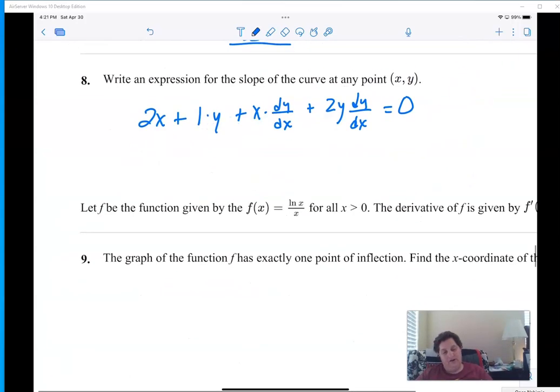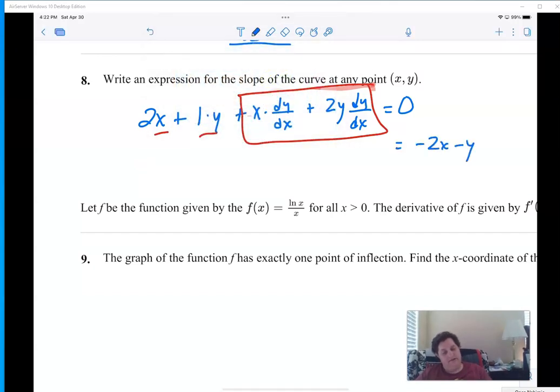Okay? Now, do you guys remember the steps? I know we did this a while ago, but anything with a dy/dx is going to stay on one side. Anything else is going to go to the other side. So I'm going to minus the 2x. I'm going to minus the y over there. And then I have x dy/dx plus 2y dy/dx.